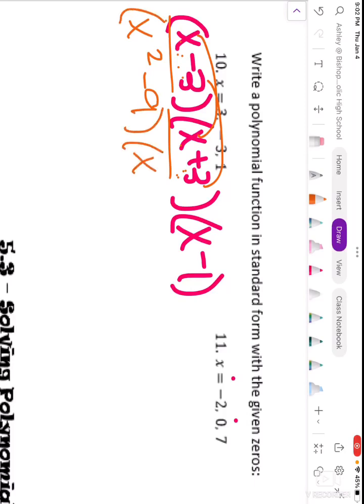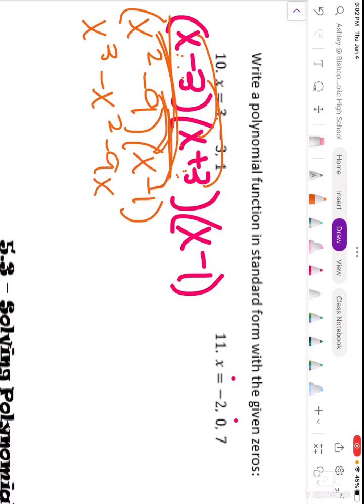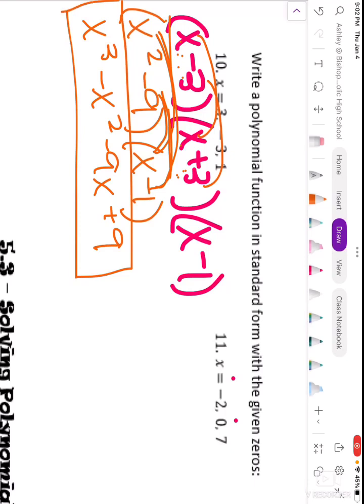And then we need to take that times x minus 1. So we'll FOIL that. They're not conjugates, so we actually have to do the whole thing. x squared times x is x to the third. Outside, that'd be negative x squared. Inside, that'd be negative 9x. And then last, negative 9 times negative 1 is positive 9. So x to the third minus x squared minus 9x plus 9 would be our final answer.